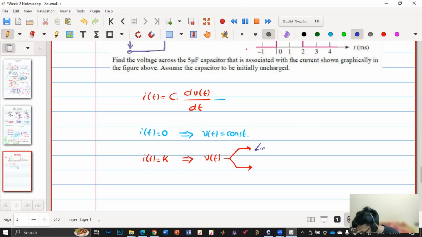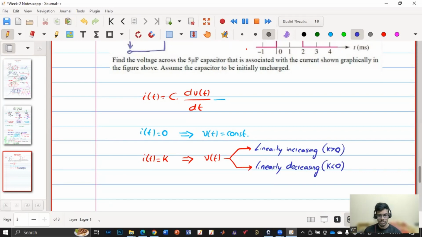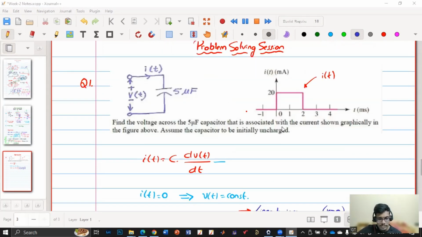So the first one is linearly increasing. It will happen when k is greater than 0. The other one is linearly decreasing, if k is less than 0, because if the current is negative, then it will discharge. If the current is positive, then it will get charged. So using this information, I can draw the voltage waveform.